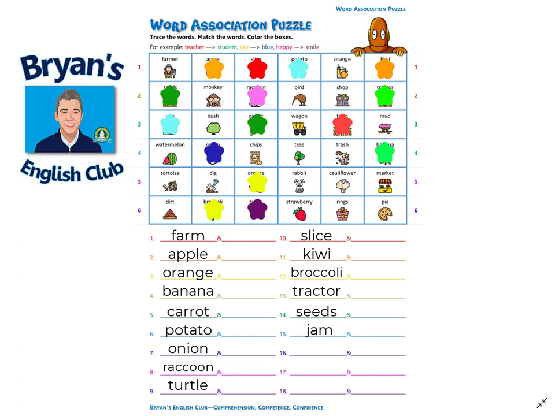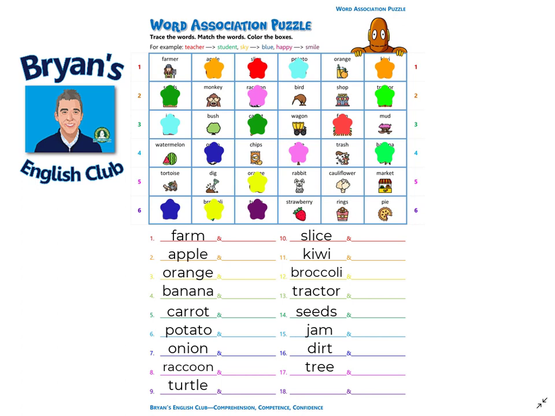Number 16, dirt. D-I-R-T. Dirt. Color the dirt picture box blue. Number 17, tree. T-R-E-E. Tree. Color the tree picture box pink.